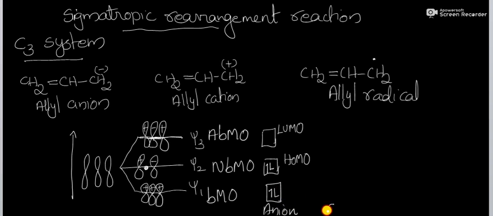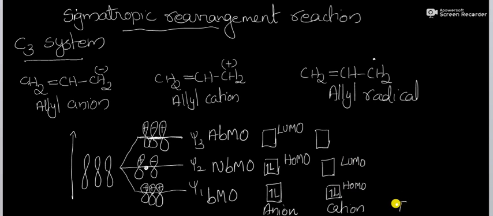Then consider the case of the allyl cation: which will be HOMO, which will be LUMO. In the case of the cation, there will be 2 electrons involved in the reaction. So, 2 electrons in Psi1. So the HOMO is Psi1 and the LUMO is Psi2.